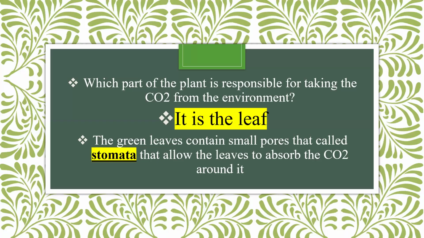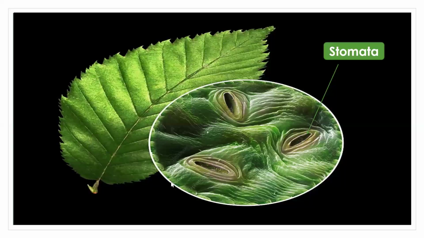How do they absorb carbon dioxide? They have small pores. These pores are called stomata, and these pores allow the CO2 to enter, and in this way they absorb carbon dioxide from the environment. So the leaves contain stomata. These stomata are responsible for allowing CO2 to enter the leaf. So the leaves absorb carbon dioxide through the stomata.